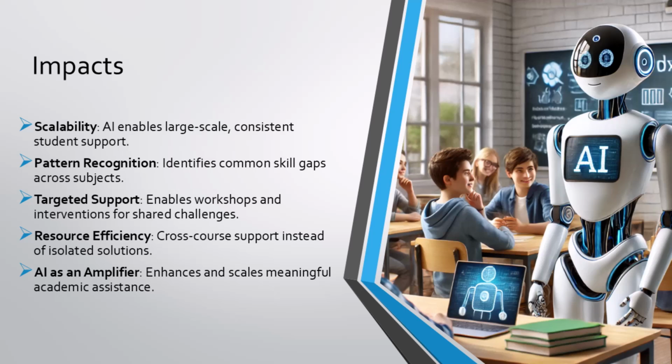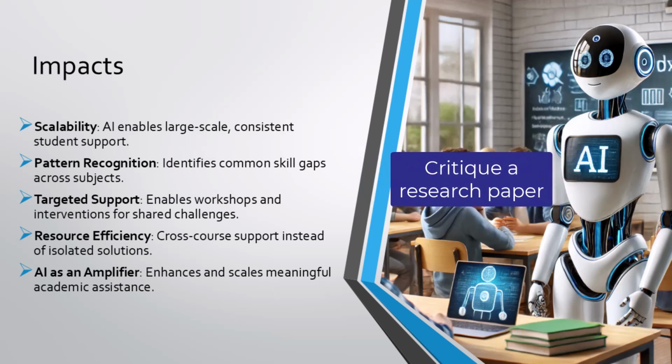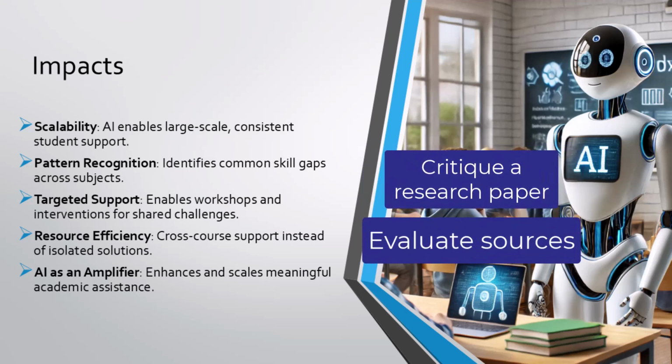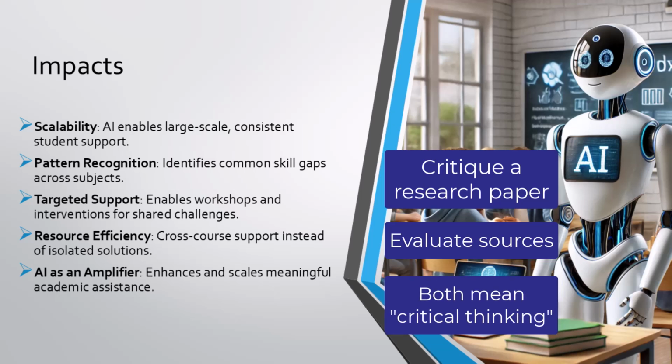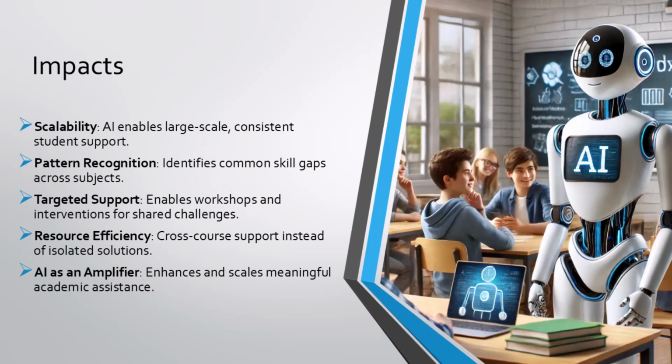They can recognize when two skills are essentially the same, even if they're described differently across courses. So, for example, one course might ask students to critique a research paper, while another might ask them to evaluate sources. The wording is different, but both are really asking for critical thinking. By grouping these kinds of similar skills under broader categories, we can spot patterns, like which students are struggling with the same core skill, even if they're in completely different subjects.